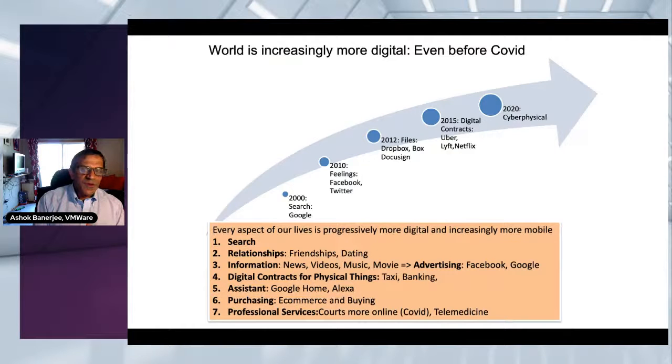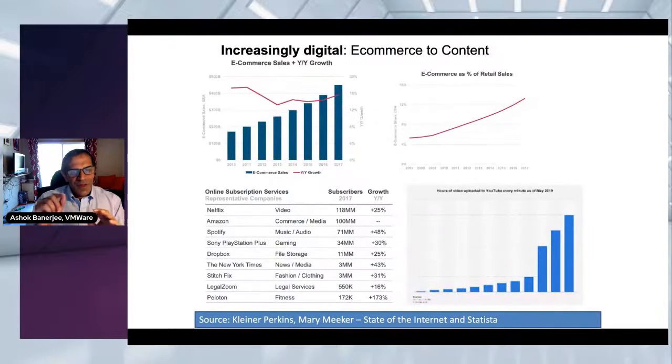Increasingly, we're going into cyber physical. Increasingly, we're going into IoT, edge, autonomous. So let's move forward to the next slide. This is one nugget we'll take forward in what I think where the market will go. When we look at increasingly digital, it's pretty much every company, from movies to legal to exercise, we are seeing an exponential growth, more and more people coming in. And this is from State of the Internet and Statista. Move forward.